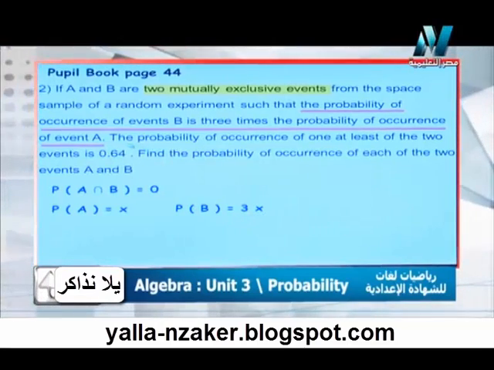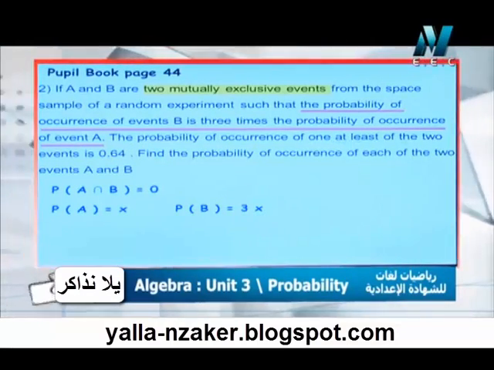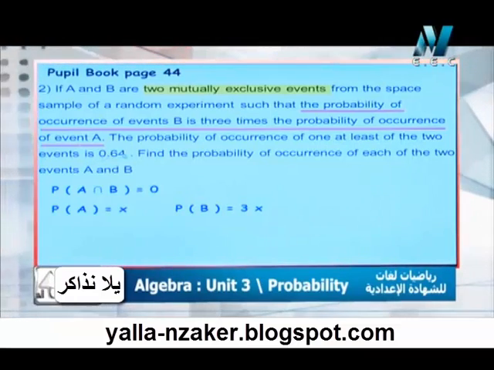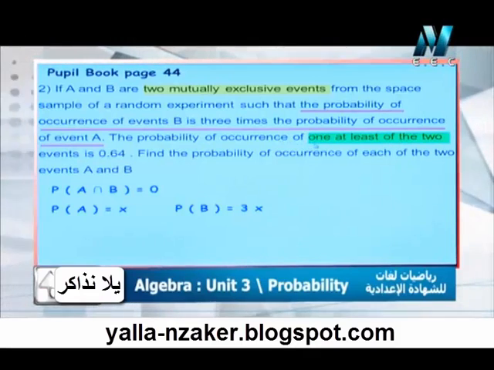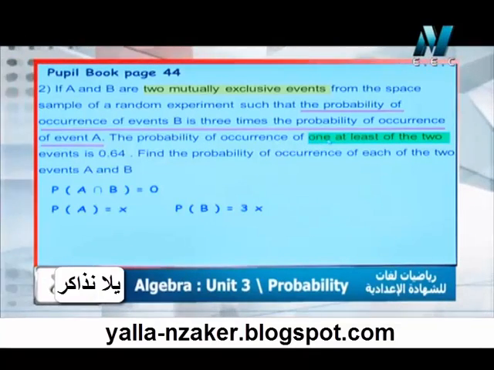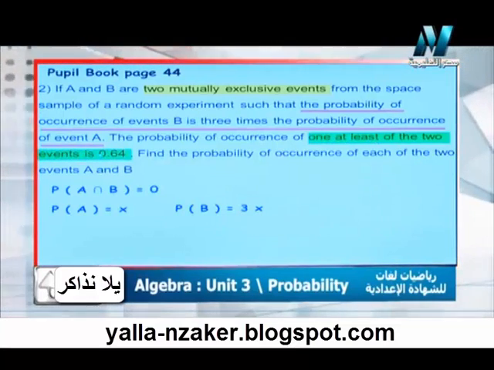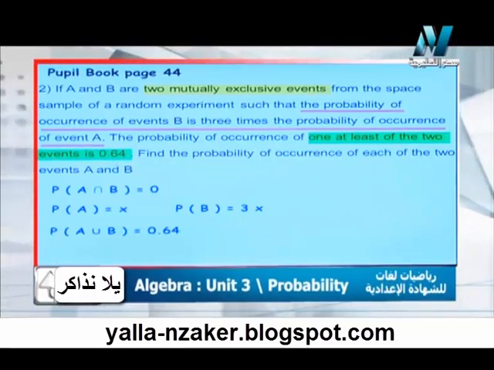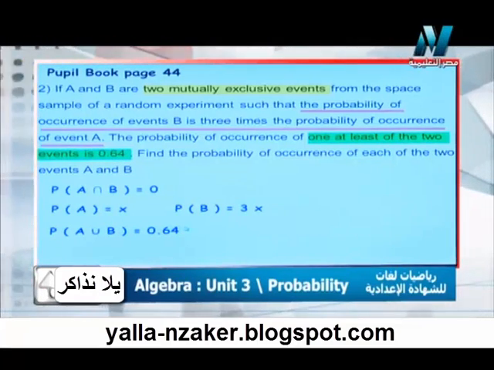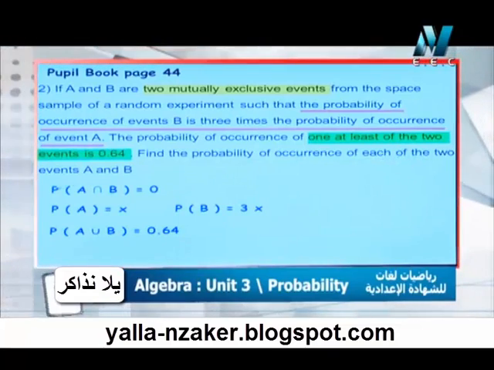Let's continue reading the question. The probability of occurrence of at least one of the two events is 0.64, which means the probability of the union of A and B. When I say the probability of occurrence of at least one of the two events is 0.64, it simply means the probability of the union of A and B is 0.64. Find the probability of occurrence of each of the two events A and B.